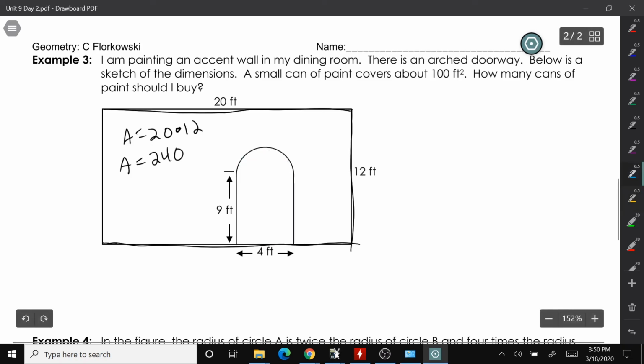So now we have to deal with this doorway. What I'm going to do is draw this rectangle here that has 4 as your width and 9 as your height. So the area of this, I'm going to write it over here. So the area of that doorway, the bottom part of it, not this circle on the top right here, we'll worry about that in a minute, is going to be 4 times 9, or 36 square feet.